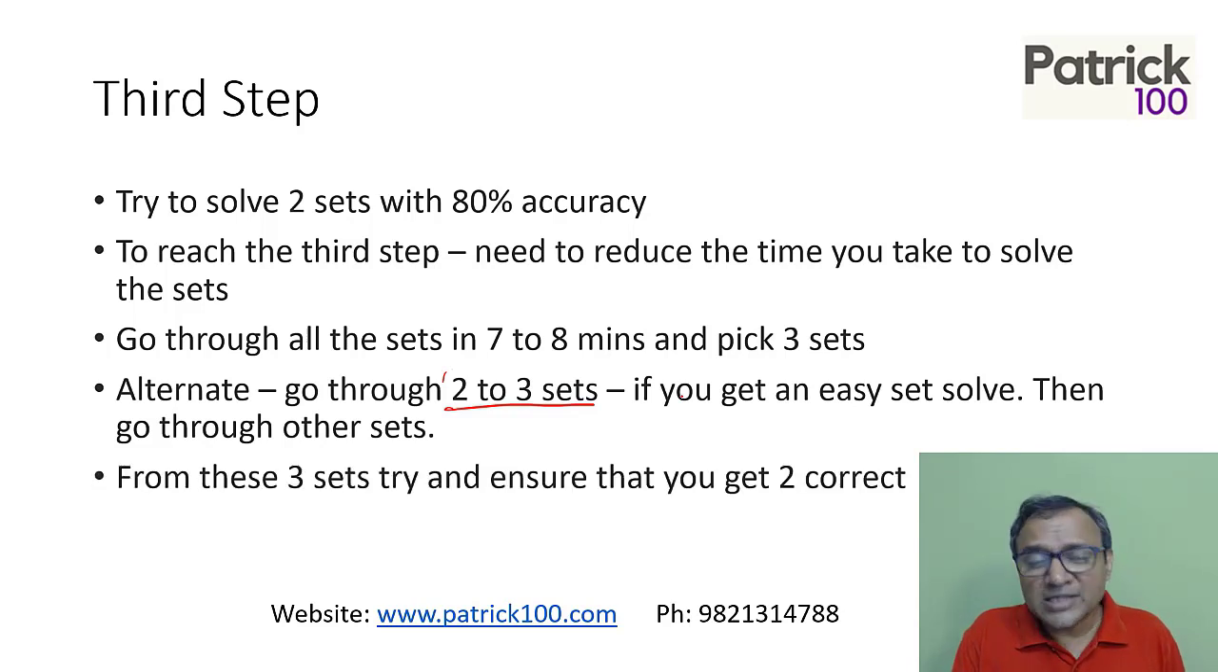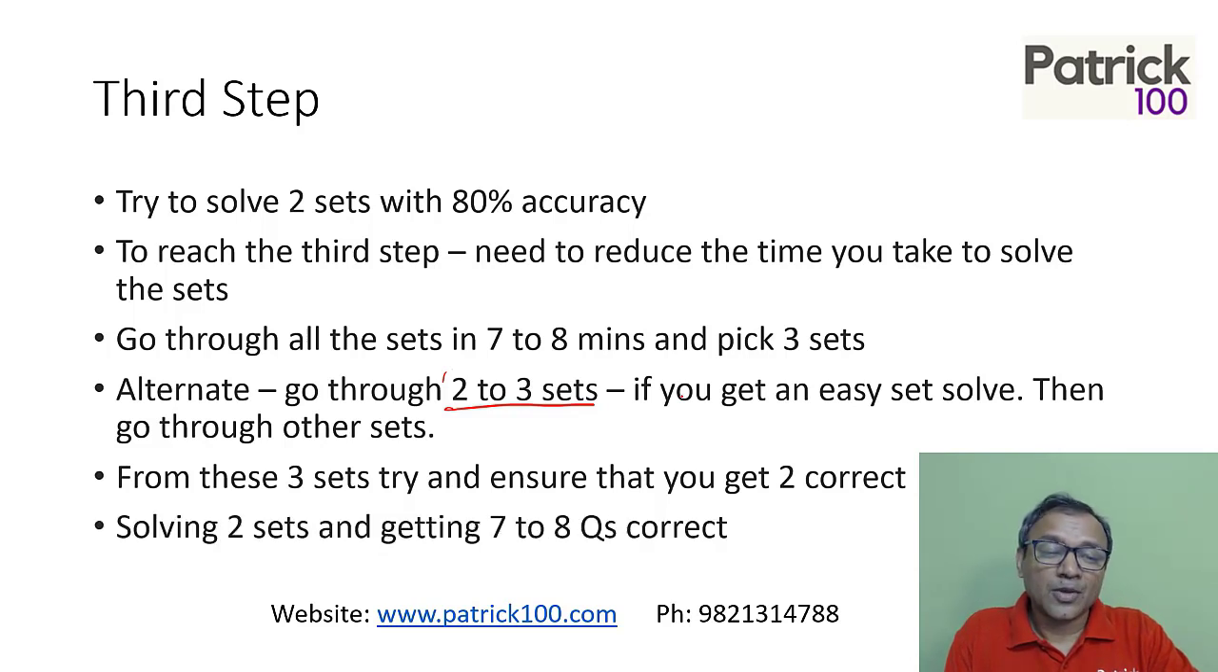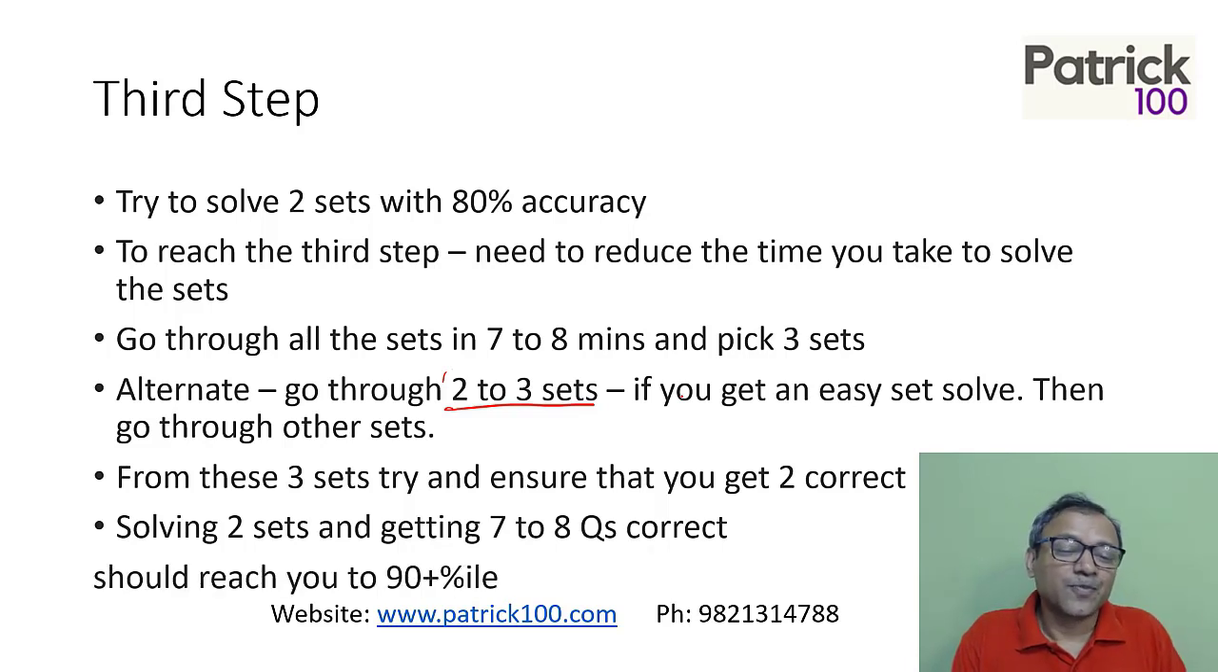From these 3 sets, try to ensure that you get at least 2 of them correct. That will only be possible if you can reduce the time you take to solve the current sets. Methods are very important. If you get the right methods, you'll be able to solve them quickly. Solving 2 sets and getting 7 to 8 questions correct will ensure that you get that 90 percentile score. At least in the last 3 CATs, it was the same.